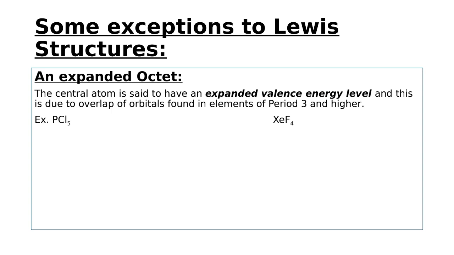Now, the previous examples were typical Lewis structures where the atoms were trying to get 8 electrons, like a noble gas, by either sharing electrons in our case, or, if it's ionic, then transferring electrons. But there are exceptions to Lewis structures and the octet rule. And the first exception is when we have an expanded octet. So we actually have more than 8 electrons around the central atom. And this tends to happen in elements of period 3 and higher.